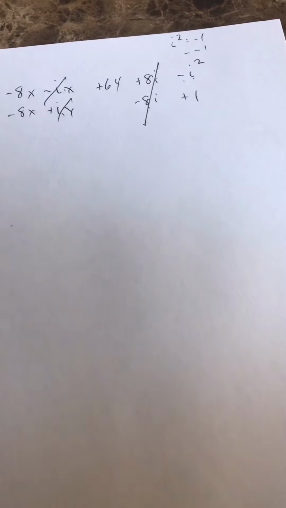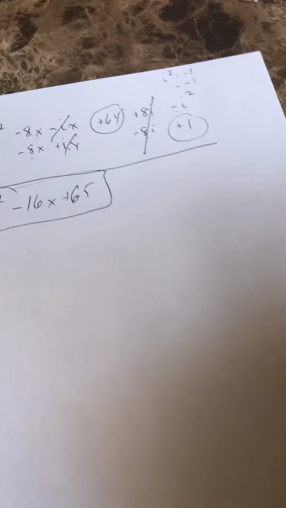So now when we combine like terms, we've got this x squared, this minus 16x, and now I have this 64 and this plus 1. And there's what you would get, x squared minus 16x plus 65.